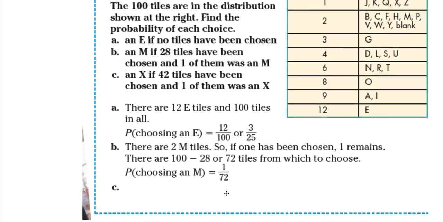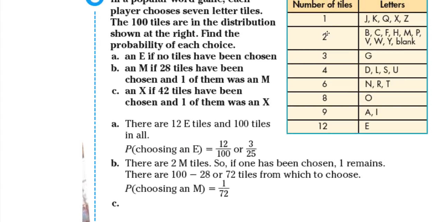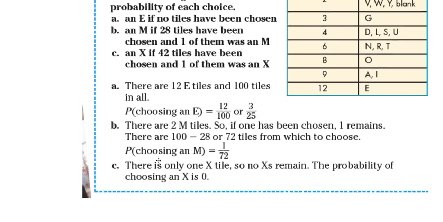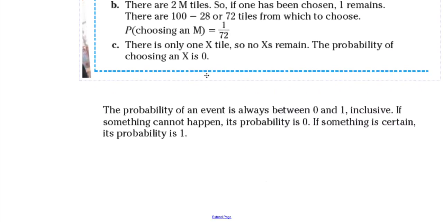And the answer to C is very similar to B. X, if 42 tiles have been chosen and one of them was an X. If you notice how many X's there are, there's only one X. So if one has been chosen, 0 remain. That means the probability of choosing an X is 0, because 42 tiles have been chosen and one was already an X.